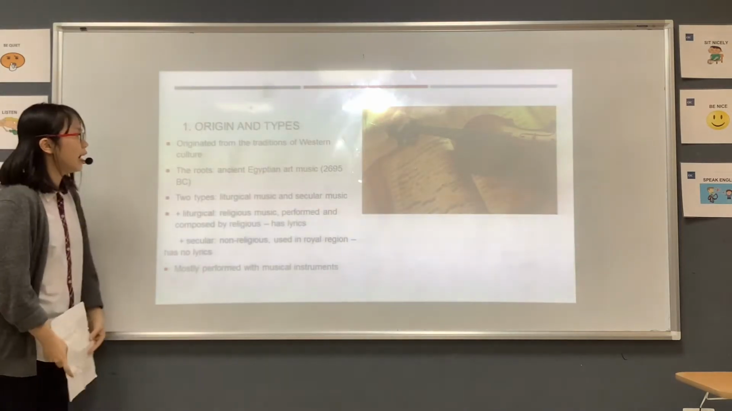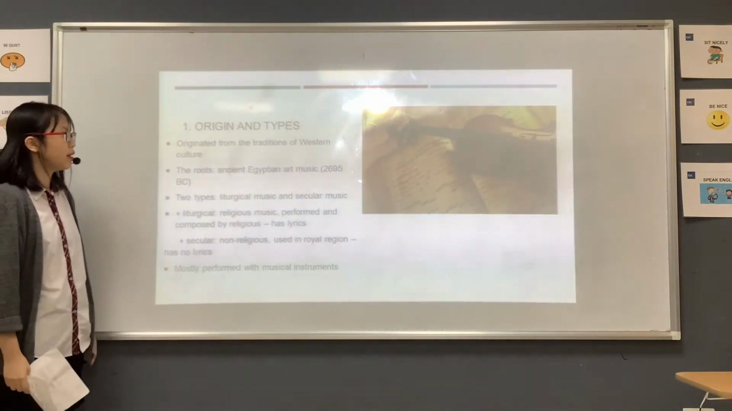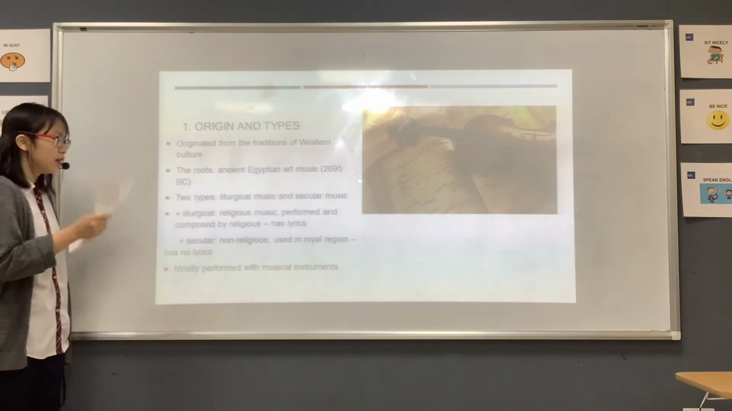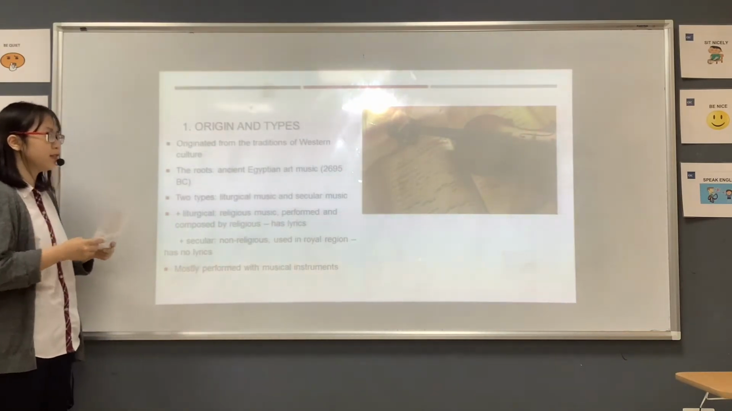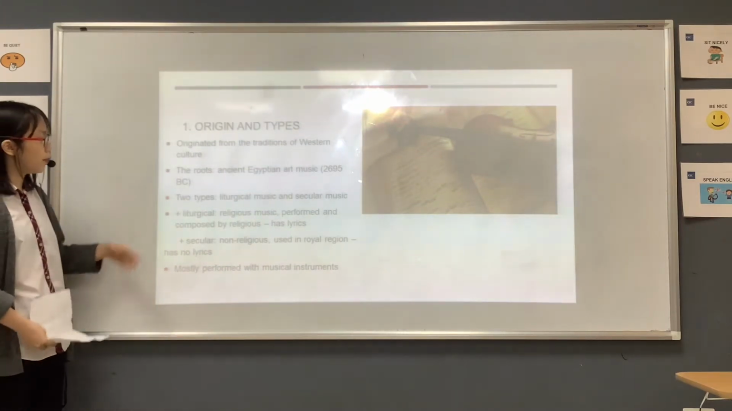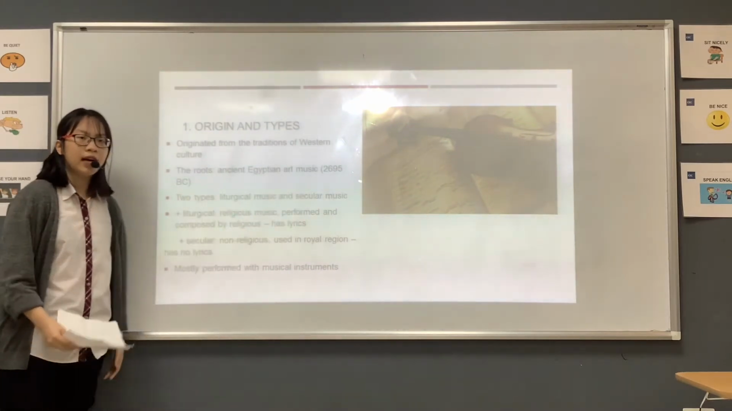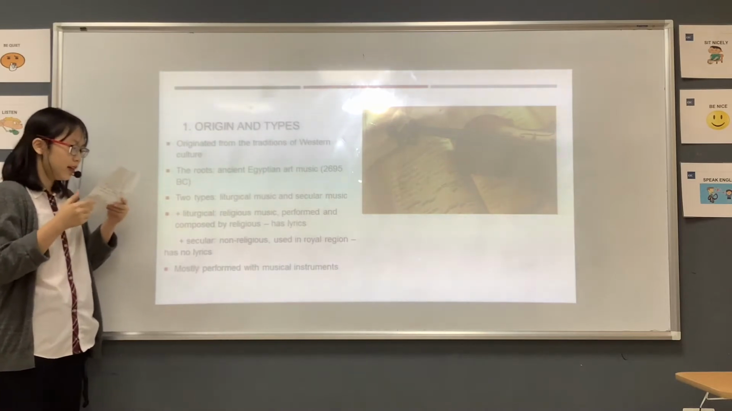First of all, I'm gonna tell you some information about the origin and types of classical music. Classical music is an art music produced in the traditions of Western culture. It includes both liturgical music and secular music. I will tell you about it later.